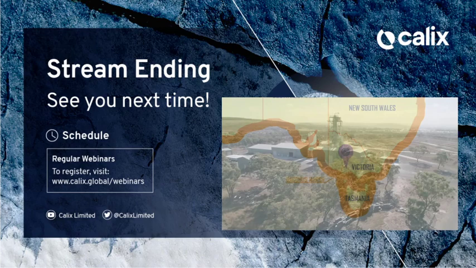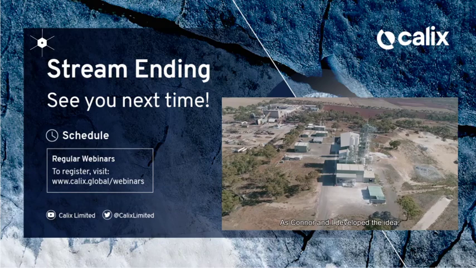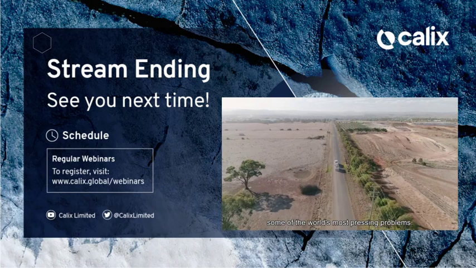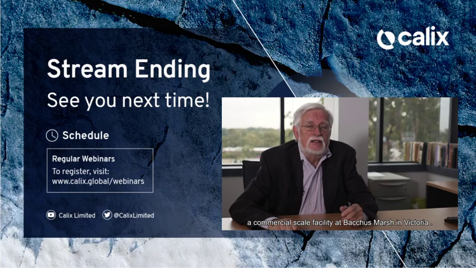Calix was founded in 2005 by myself and a Queenslander named Colin Hawley. He had a great idea for a new type of kiln or furnace. As Colin and I developed the idea, it became apparent that the technology had the potential to be applied to many industries and could help address some of the world's most pressing problems. We raised some money, did some small-scale testing, and it gave some great results, encouraged us to build a commercial-scale facility at Bacchus Marsh in Victoria.